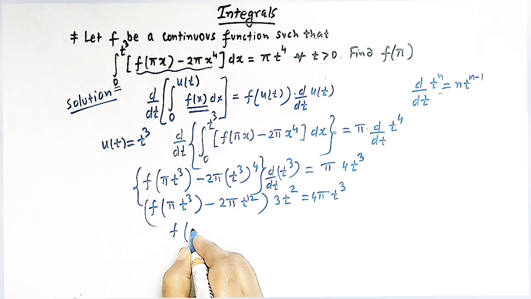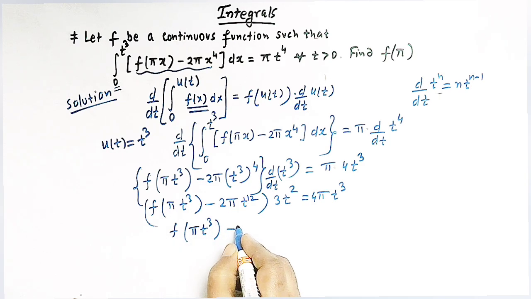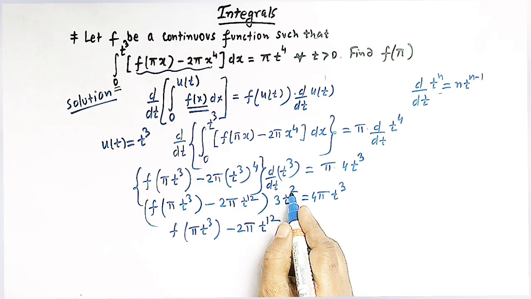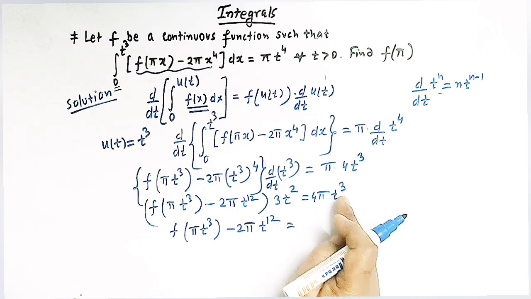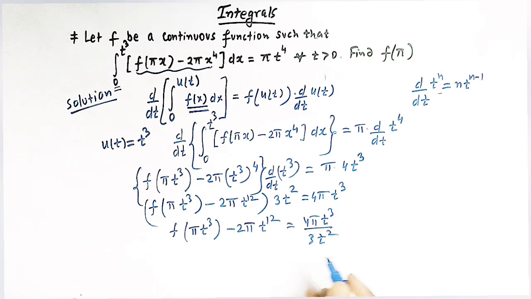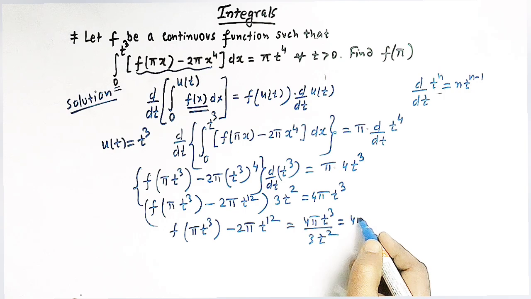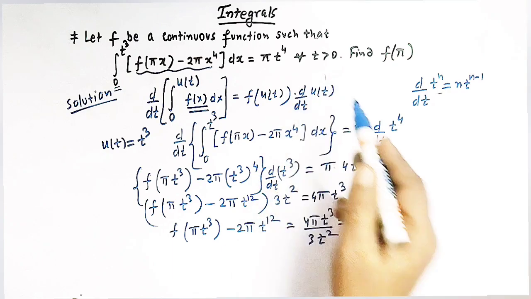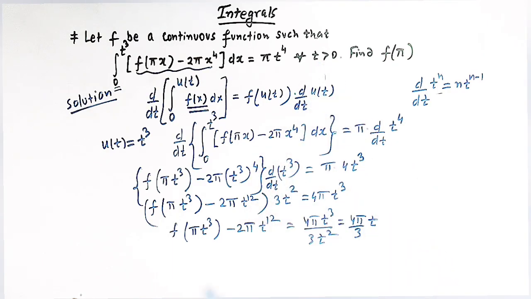So we have f of pi t cube, and then we have minus 2 pi t raised to 12, and taking 3t square in the denominator of 4 pi t cube, we have 4 pi t cube over 3t square. So now here we can easily cancel t square with this term, that is t cube, and we are left with 4 pi over 3 times t, right? And here it is important to note that t is greater than 0. So we can cancel out this t square with t cube.